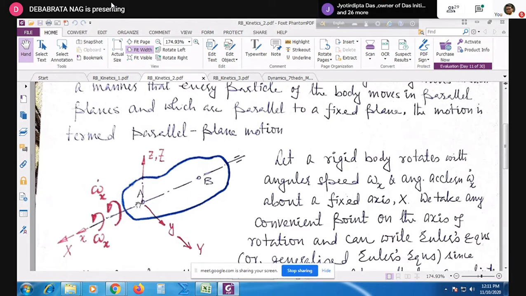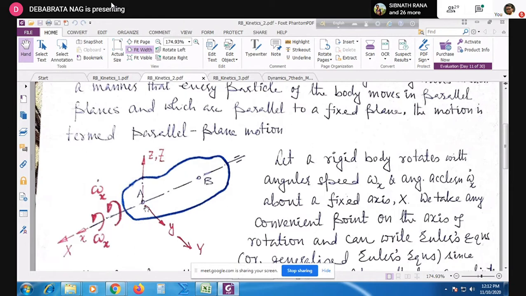This point A is chosen on the fixed axis of rotation, and at point A we erect a coordinate axis where one of the axes coincides with the axis of rotation. That means here the x-axis. Suppose we define this as the x-axis, and the other two mutually perpendicular axes are chosen this way, which are the small x, small y, and small z axes.